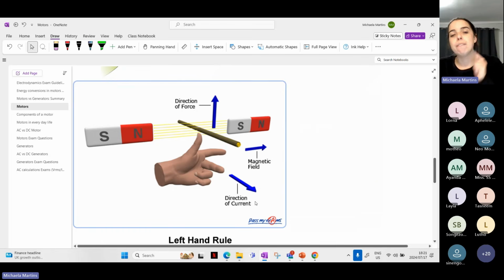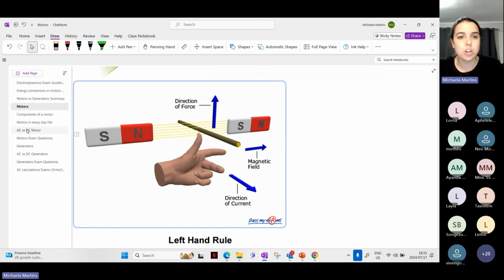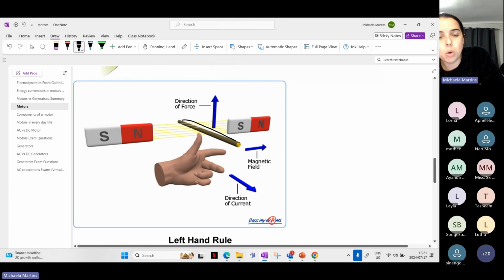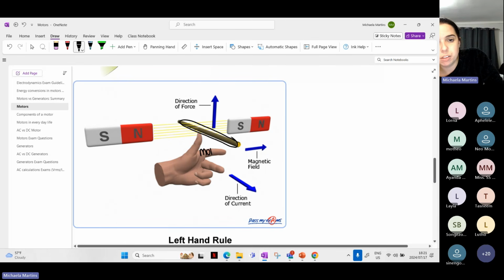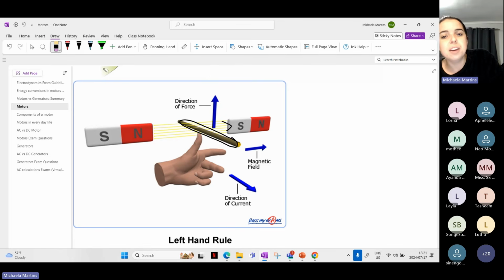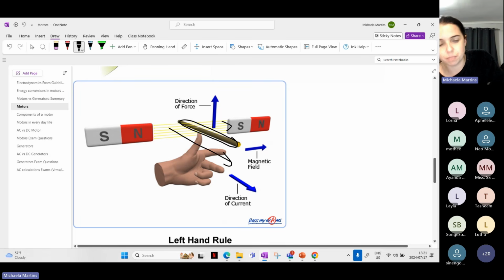This is a diagram that I found on the internet. I think it's quite helpful. So what you're going to do in order to figure out which way this wire would move, you use your left hand. So you point your mother finger, your magnetic field finger. Magnetic field points from the north to the south. So can you see how this person's finger is pointing towards the south? Then they tell you that the current is flowing in this direction. You can see indicated by this arrow over here.